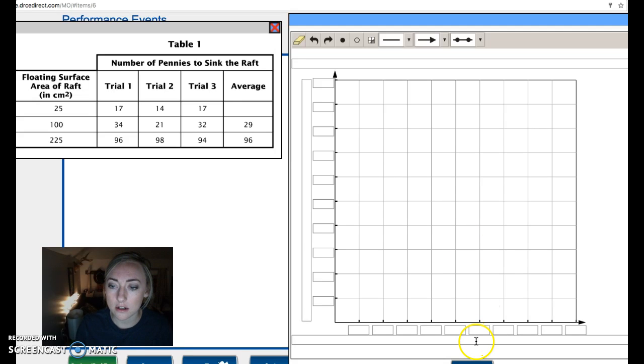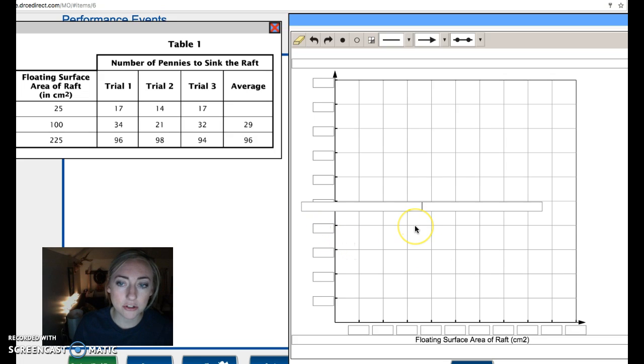So for our independent variable down here on the x-axis, we are going to put the floating surface area of the raft. So remember, this is what they were changing, and I want to put my units there, even though I can't put squared. Best we can do. So that's our independent variable. That's what we were changing in the experiment.